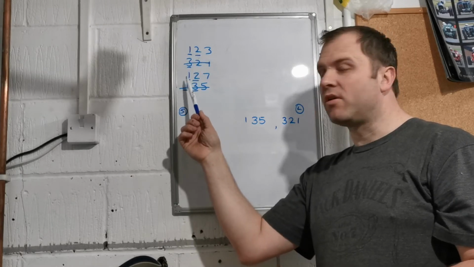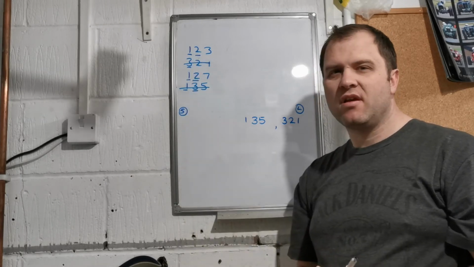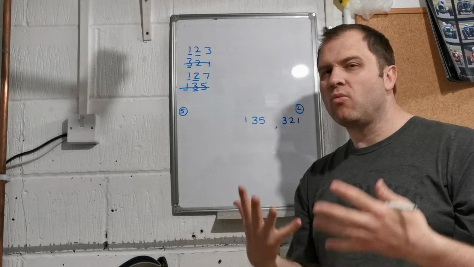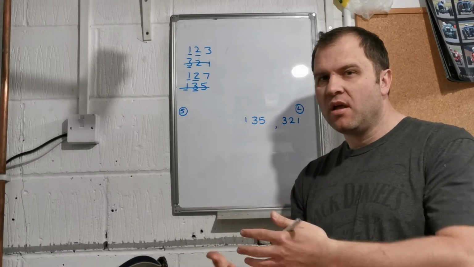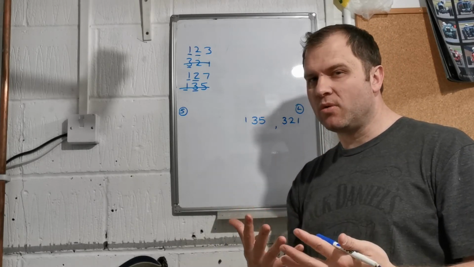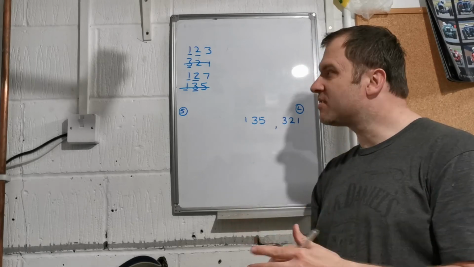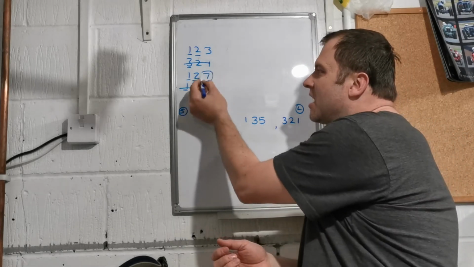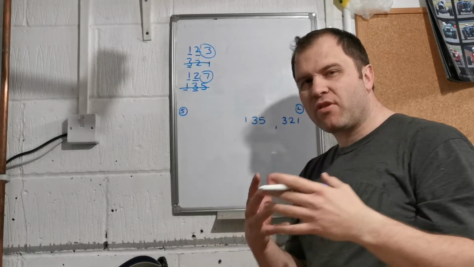123, 127. How do we work out which number is bigger and which number is smaller? Well, it's all about these digits here. We've got the 3 and the 7.